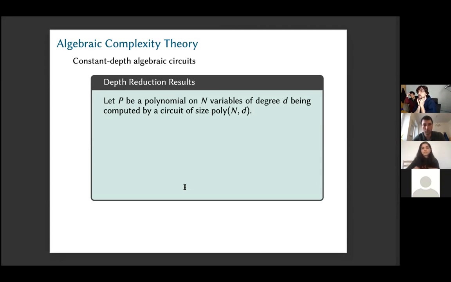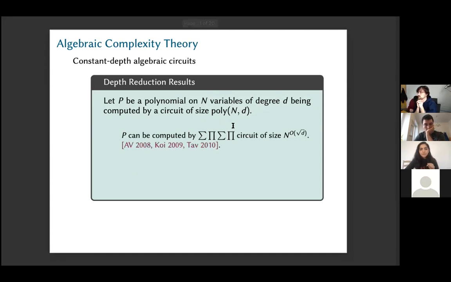Okay, so let P be a polynomial on n variables of degree d and of size polynomial in these two parameters, n and d. Then it is known that not just for IMM, for any such polynomial, it can be computed by a depth 4 circuit of size n to the order square root d. So we saw how to do it for IMM. That was a special case, but this is known for all polynomials in VP. This is a line of work by Agrawal, Vinay, Koiran, and Tavenas.